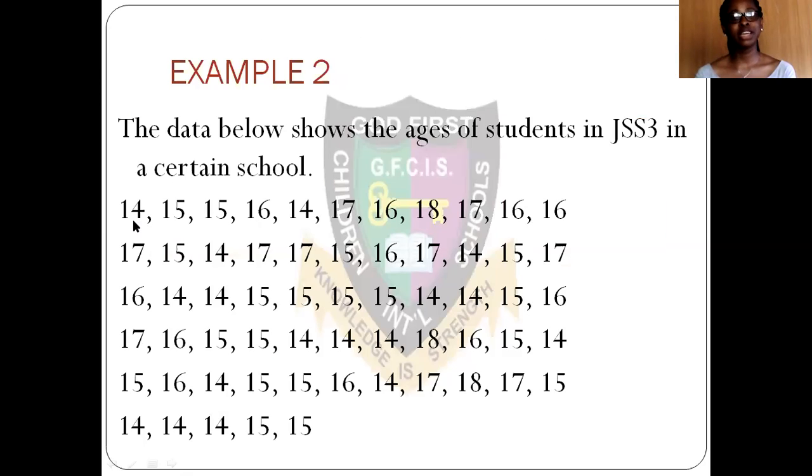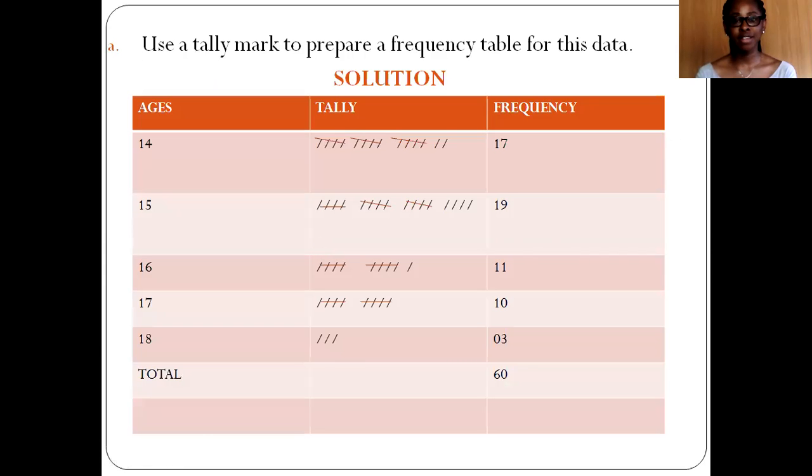So how many 14 years do we have in that class? We have 1, 2, 3, 4, 5, 6, 7, 8, 9, 10, 11, 12, 13, 14, 15, 16, 17. So 14 appears 17 times. Now our frequency is 17.